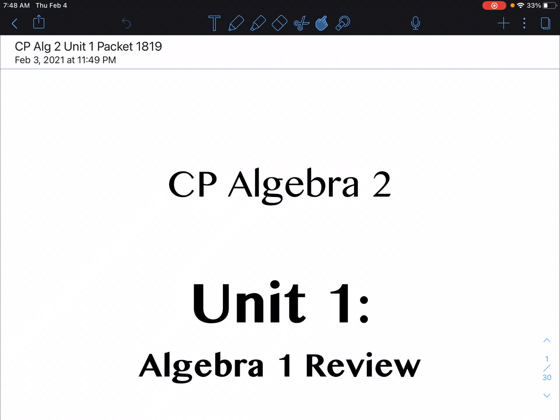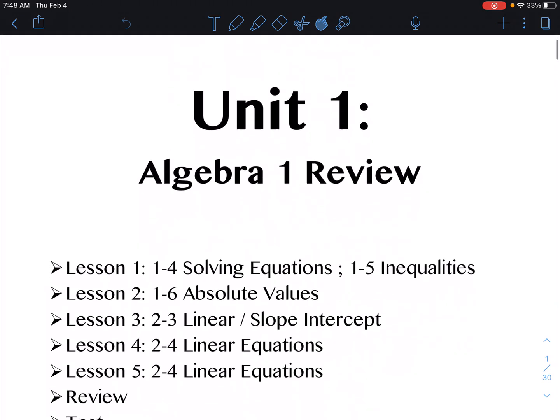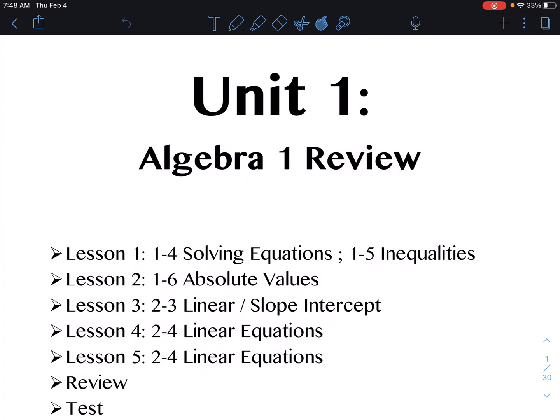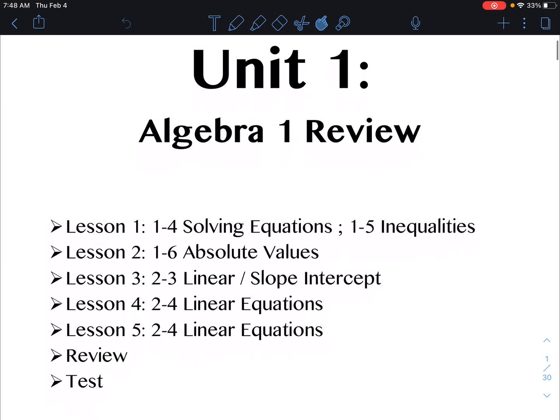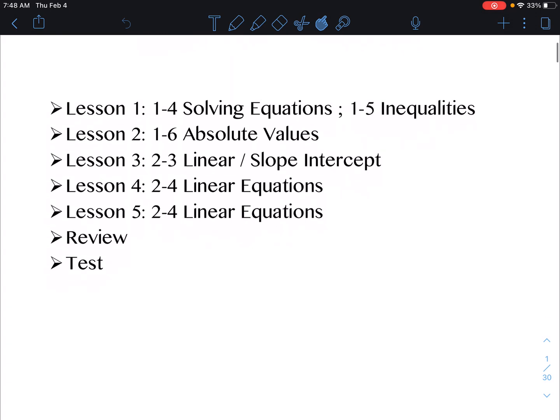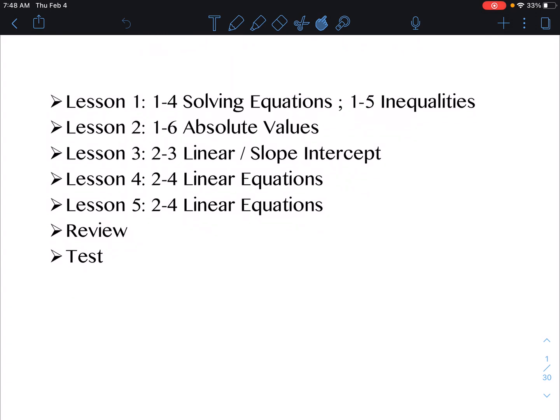Alright guys, welcome to the first lesson of CP, College Prep Algebra 2. In Unit 1, we're going to do a review of Algebra 1 topics. We can't move on to new stuff if you're not mastering the old stuff. So, as you can see, we got 5 lessons here, and that will be followed up by a review and a test.